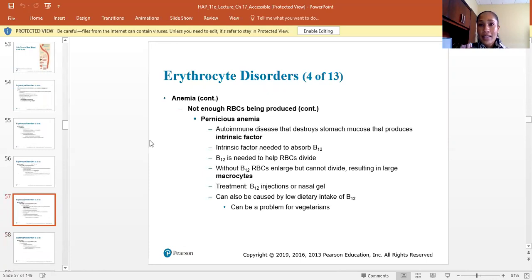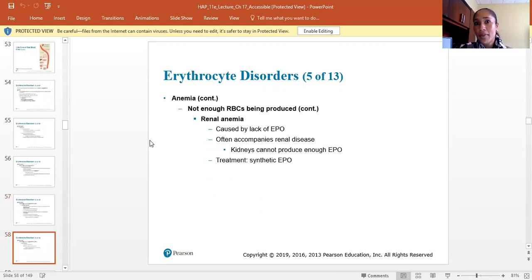So to treat this type of anemia, patients can take a B12 injection shot or take a nasal gel. And this can also be caused by a low dietary intake of vitamin B12. So if you are a vegetarian, this might be an issue because we find larger amounts of vitamin B12 within our meats.